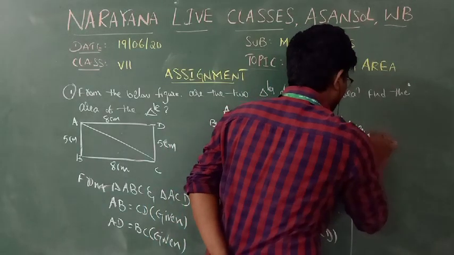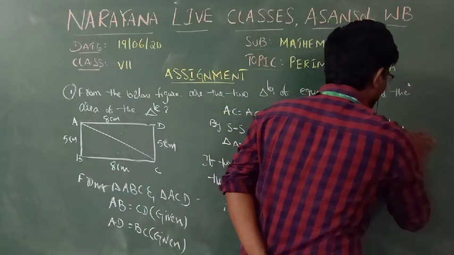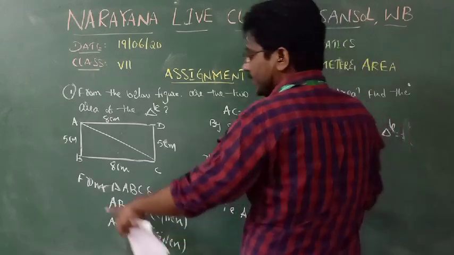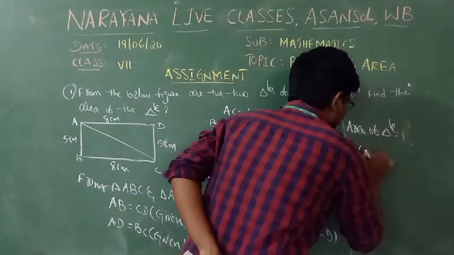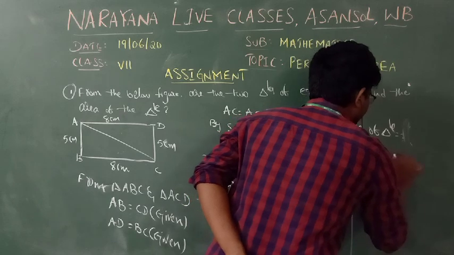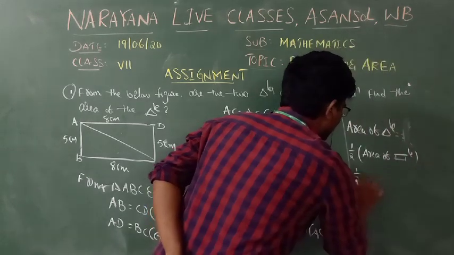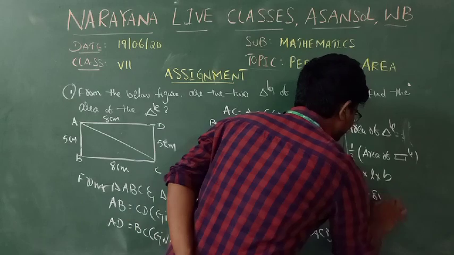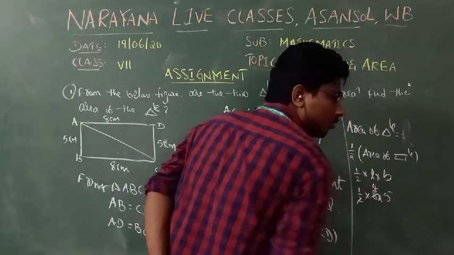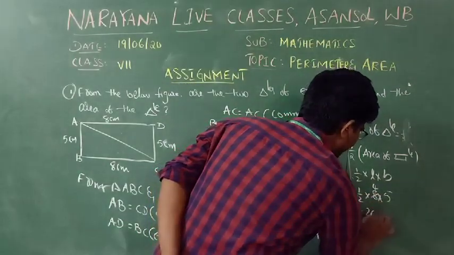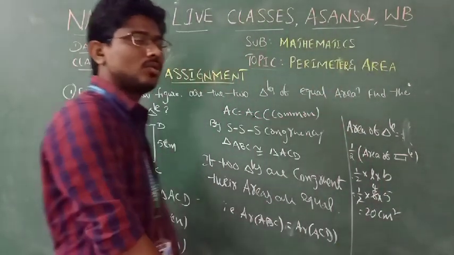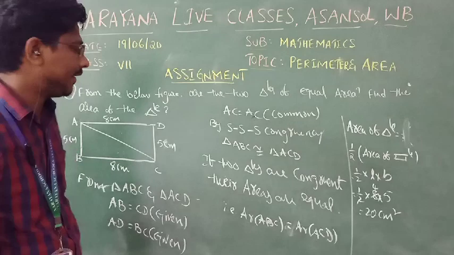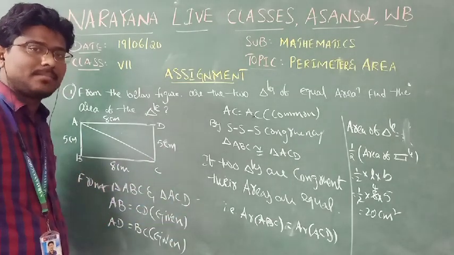Area of triangle is equal to half of area of rectangle. What is the area of rectangle formula? Length into breadth. Half into the length is 8 centimeter, breadth is 5 centimeter. 2 ones are 2, 2 fours are 8, that is equal to 20 centimeter square. So here we have proved that two triangles are congruent, and we have found the area of the triangle is 20 centimeter square.